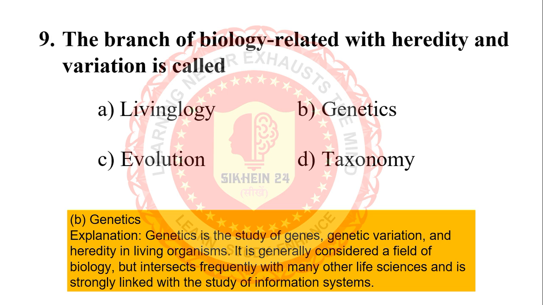Genetics is the study of genes, genetic variation, and heredity in living organisms. It is generally considered a field of biology, but intersects frequently with many other life sciences and is strongly linked with the study of information systems. So we choose B. Genetics is the appropriate and correct answer.